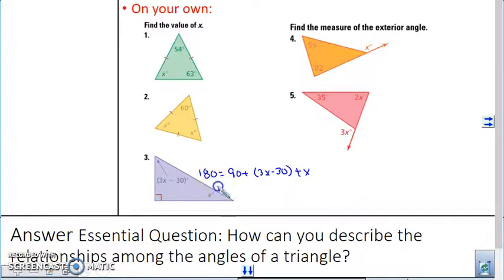All right, now we're going to have 180 equals. These parentheses don't mean anything until we copy, change. 90 plus 3x plus negative 30 plus x. All right, now we're going to combine our like terms. 180 equals, like term here, 4x plus 60. All right, I helped you out with the hardest part right there.